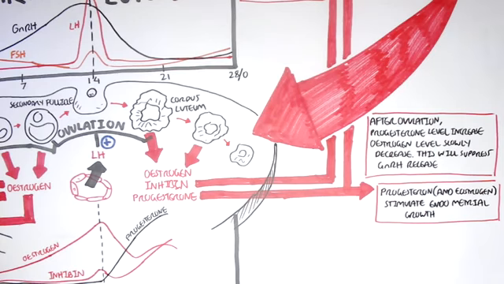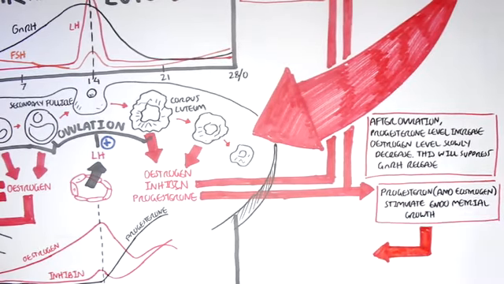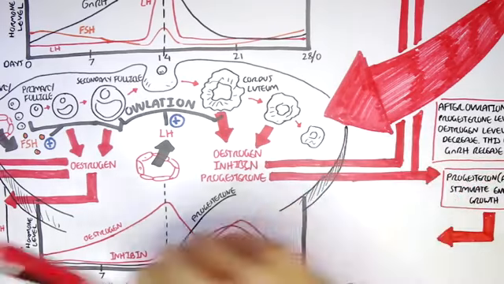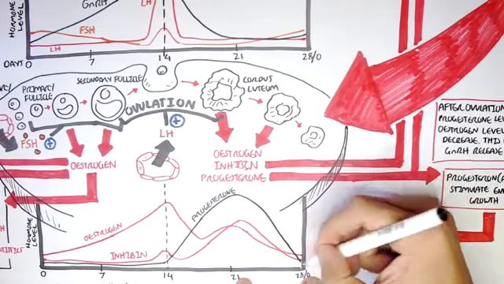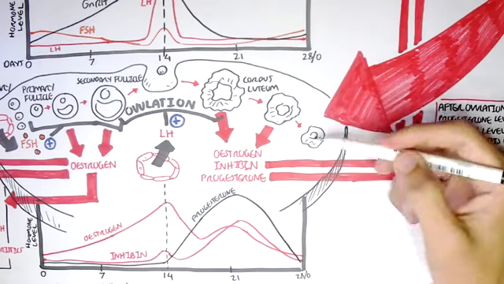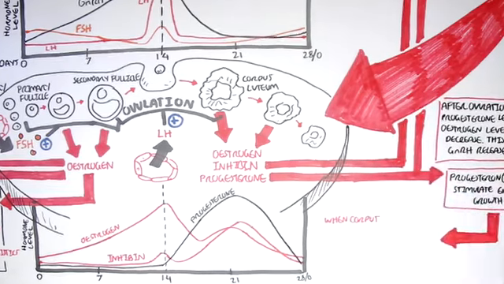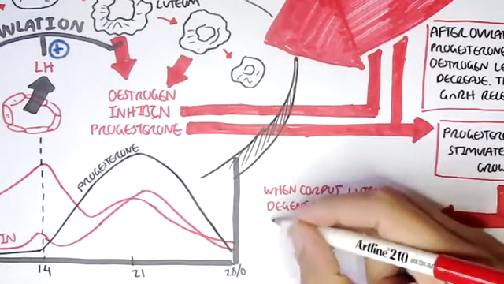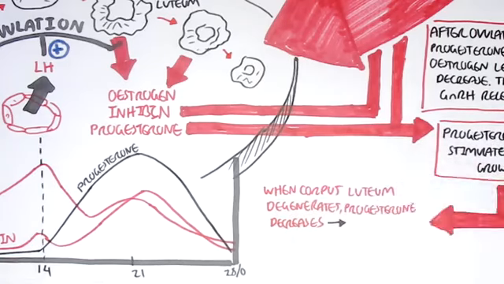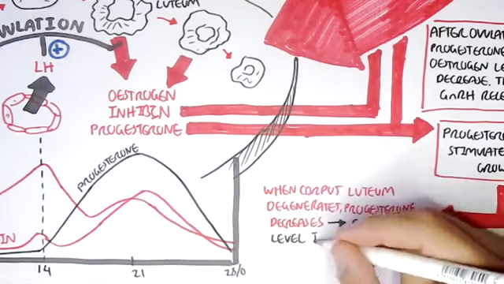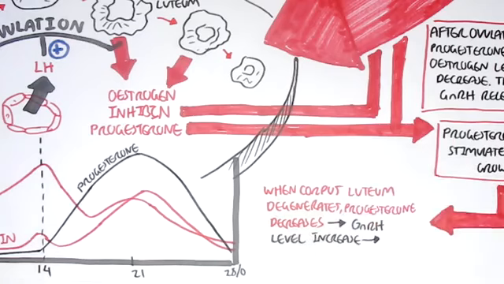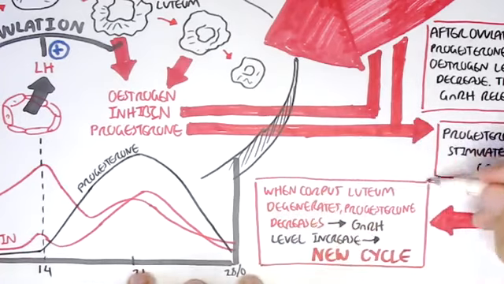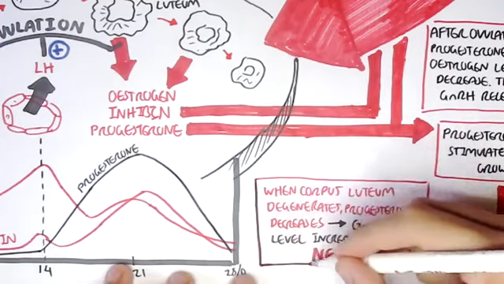So as the corpus luteum degenerates, all these hormones that were produced by the corpus luteum, the estrogen, inhibin, and progesterone, will decrease like so. When the corpus luteum degenerates, progesterone will decrease. And this will mean that progesterone cannot inhibit gonadotropin-releasing hormone release. And so gonadotropin-releasing hormone levels will increase, and this will allow a new menstrual cycle to occur.